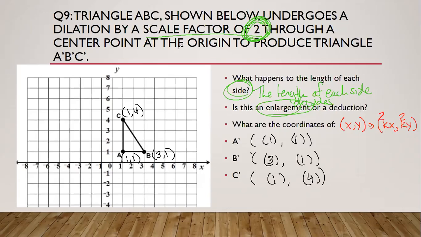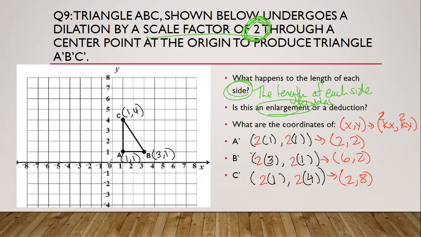And so what I'm going to do with those is multiply by my scale factor, which is 2. So 2 times there, 2 times there, 2 times there, 2 times there, 2 times there, and 2 times there. Okay, so my dilated coordinates will be 2 and 2. Over here, it'll be 6 and 2. And over here, it's going to be 2 and 8.